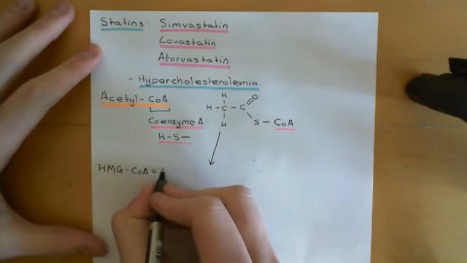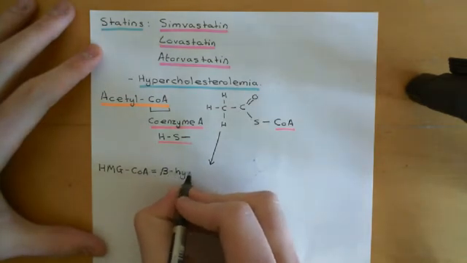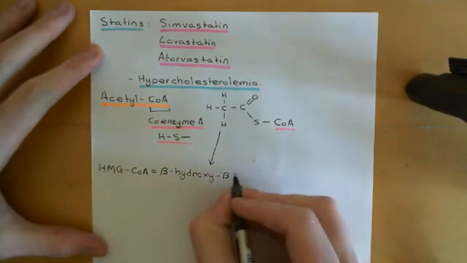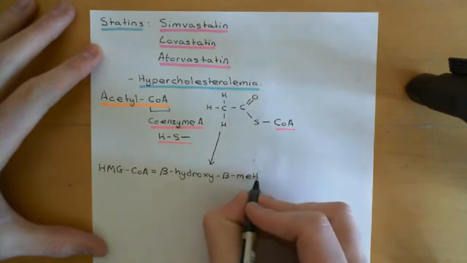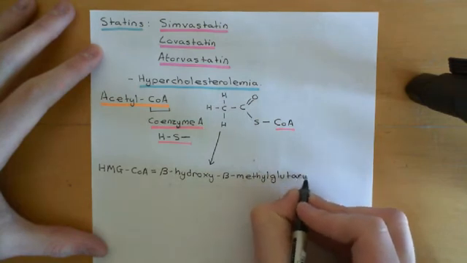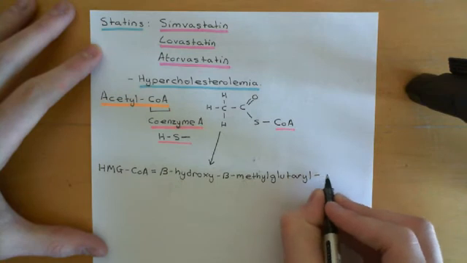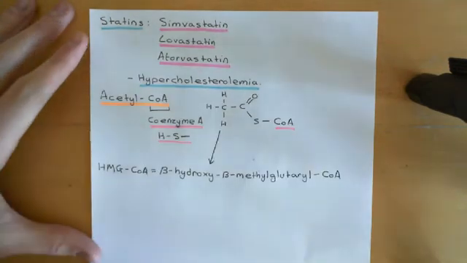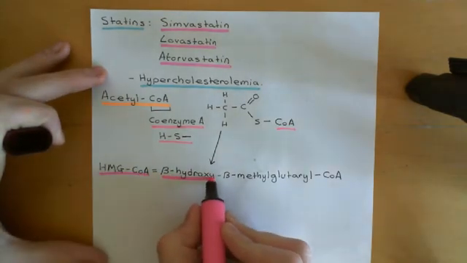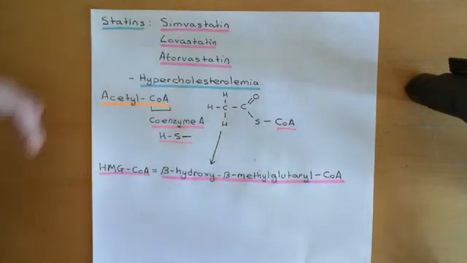Well, the full name of this molecule is hideous, but it's helpful. The full name is beta-hydroxy, beta-methyl. So the H here is for hydroxy, the M is for methyl, and the G is for glutaryl, and then you've got coenzyme A, which I'll still just abbreviate down to CoA. So HMG-CoA is short for beta-hydroxy, beta-methyl, glutaryl coenzyme A. So what is the structure of this? Well, we need to start off with what is glutaryl-CoA.